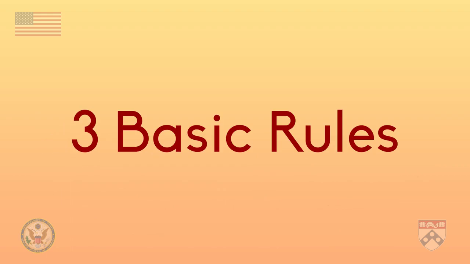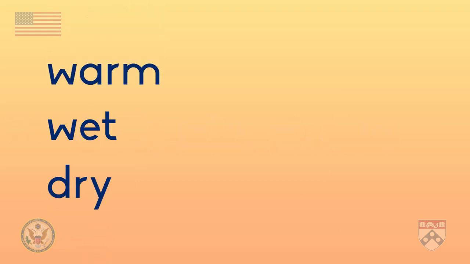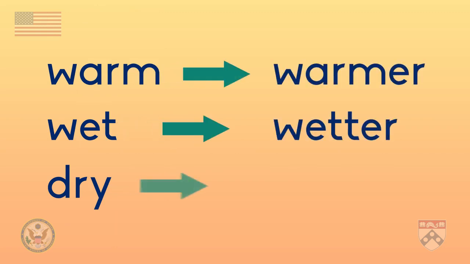There are three basic rules for making comparatives. To make a comparative, you start with an adjective like warm, wet, or dry. The first rule is this: if the adjective has one syllable, add the ending er. So warm becomes warmer, wet becomes wetter, and dry becomes drier.